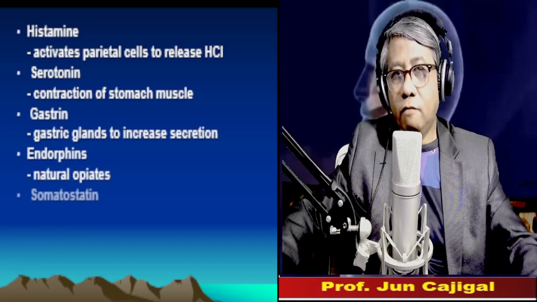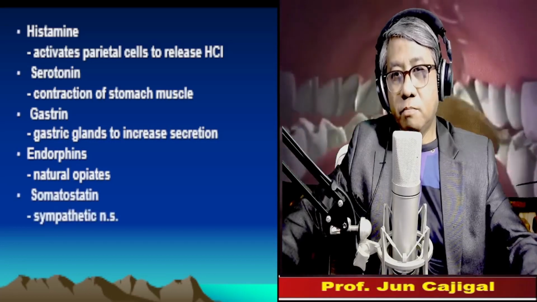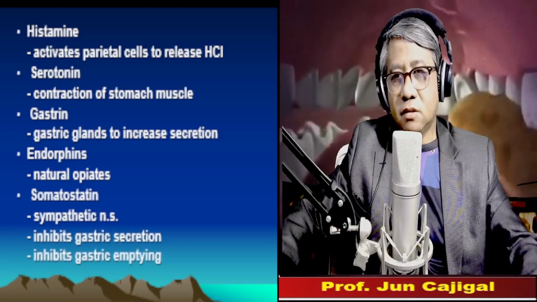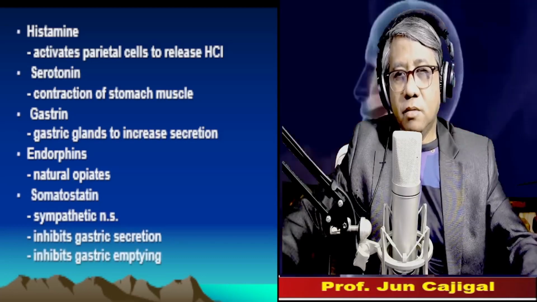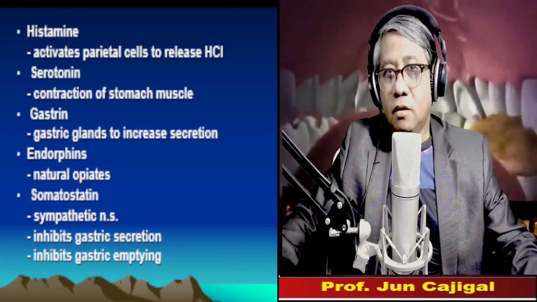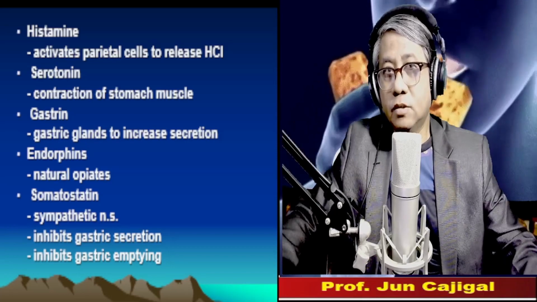Endorphins are natural opiates, and somatostatin is controlled by the sympathetic nervous system, and it inhibits gastric secretion and inhibits gastric emptying. Now, with everything that has been mentioned about the stomach, basically the stomach performs the following.